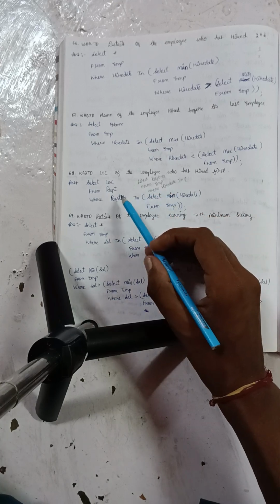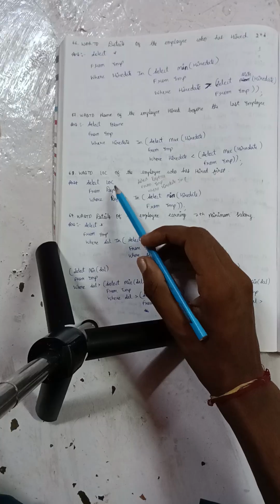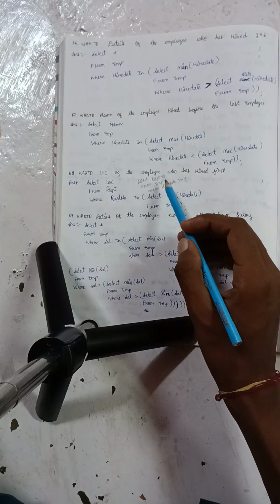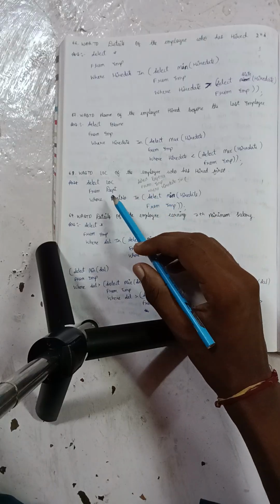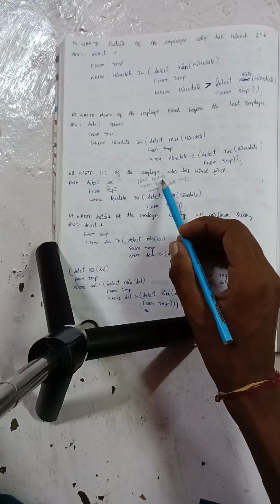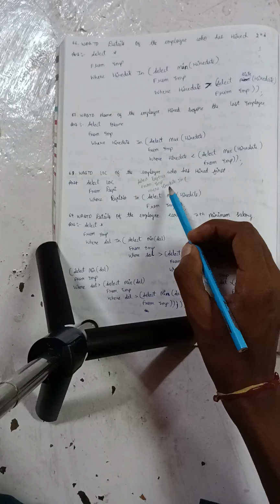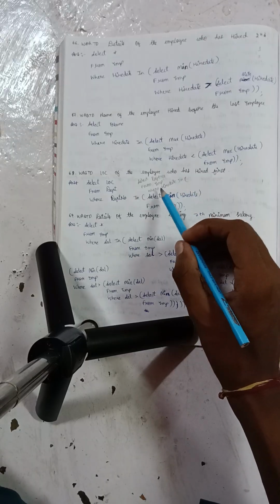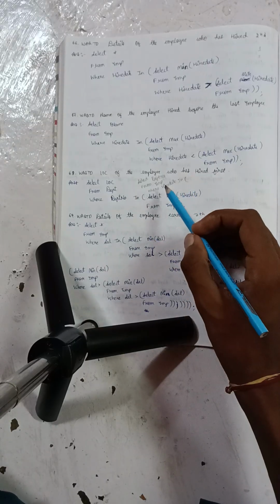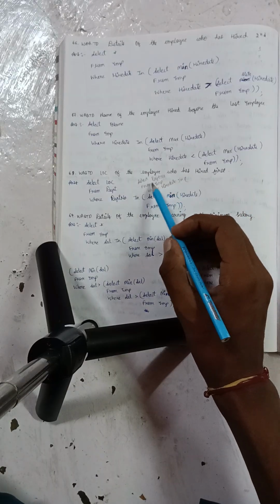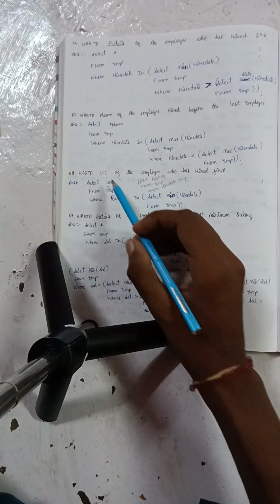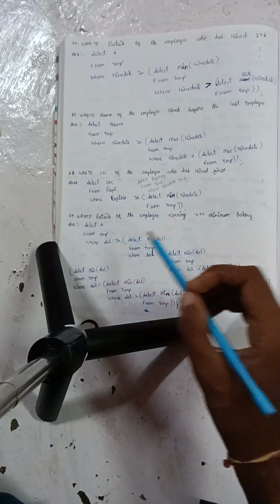The department number is a common column in both the employee table and the department table. So I am using the department number, so that here we will get the first hired employee's department number, and from that department number we will get the location of that employee.